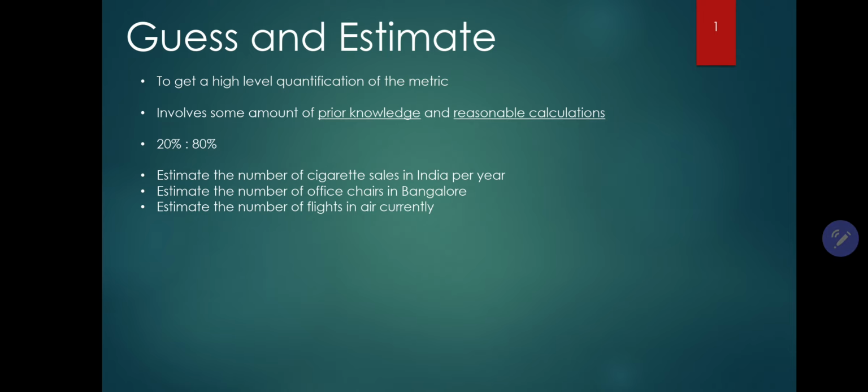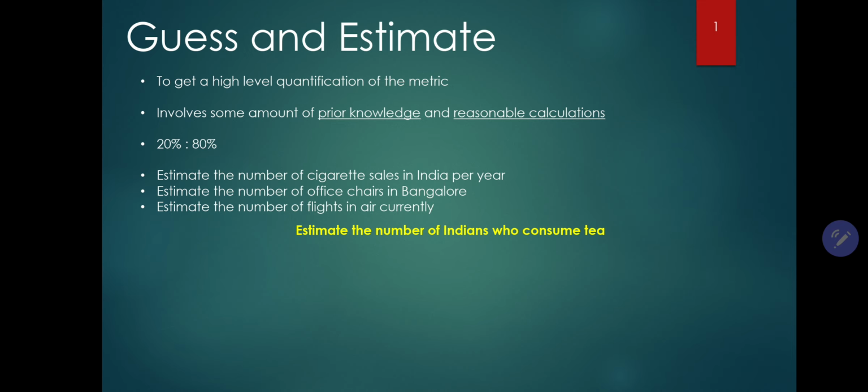These are a few more examples of guesstimation problems. Estimate the number of cigarette sales in India per year, or the number of office chairs in Bangalore, or the number of flights in the air currently. Now let's look at a simple problem statement: estimate the number of Indians who consume tea.